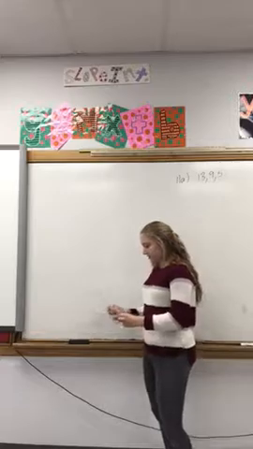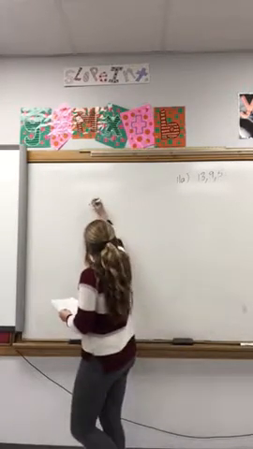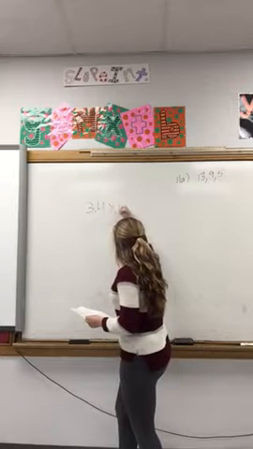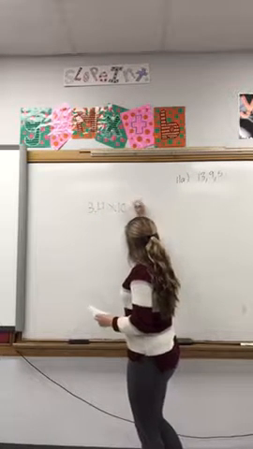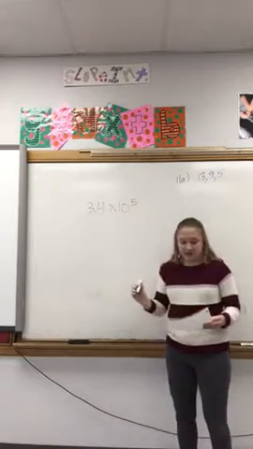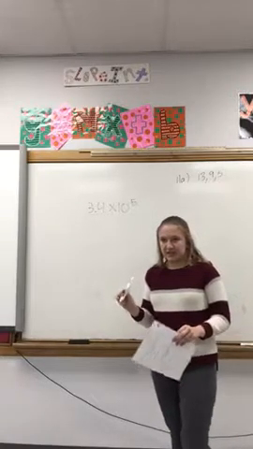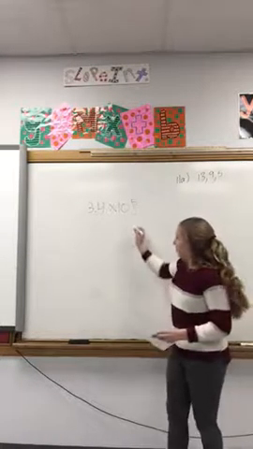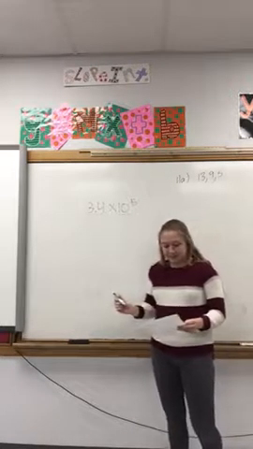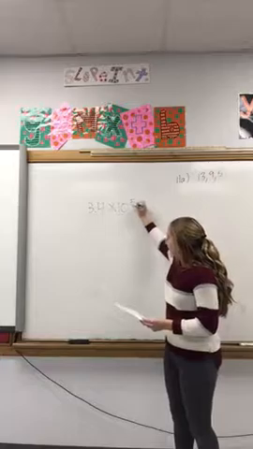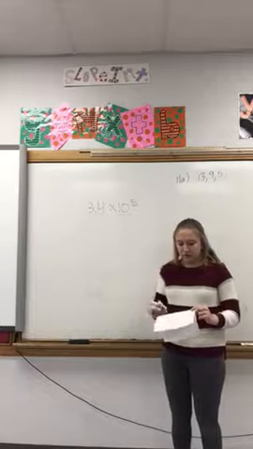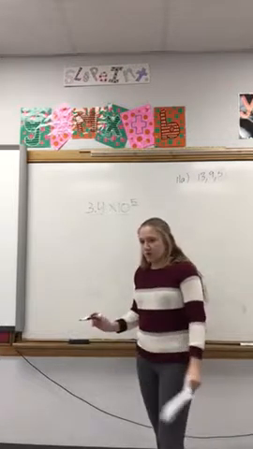So there are 3 parts of scientific notation. The first part is the coefficient, and it is a number that is greater than 1 but less than 10. And then you have the base, which is always 10, and then the exponent, which is the number of places that the decimal was moved to get a number that is greater than 1 but less than 10.